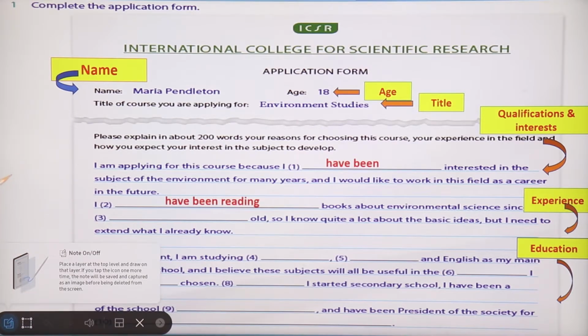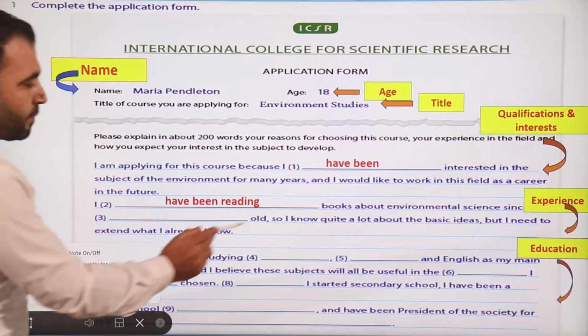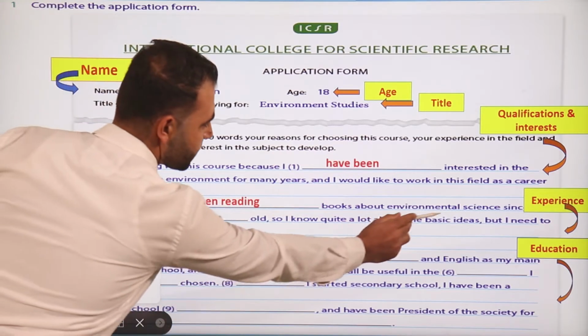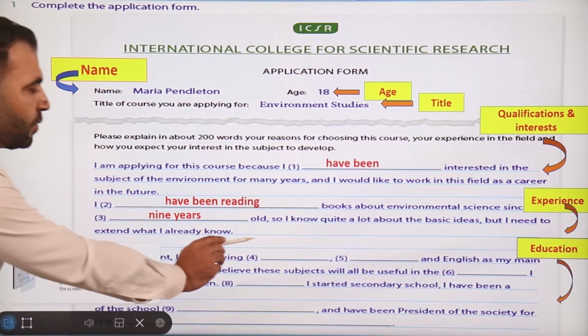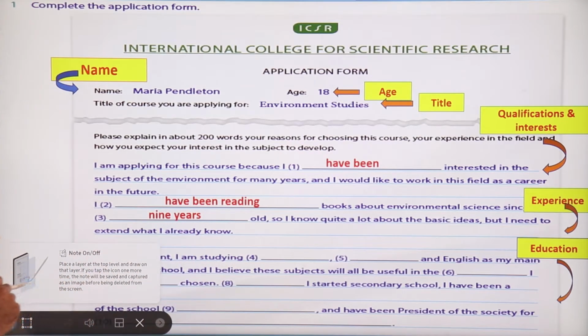Now, the experience. I have been reading books about environmental science since I was 9 years old, so I know quite a lot about the basic ideas, but I need to extend what I already know. Here he's talking about his experience.